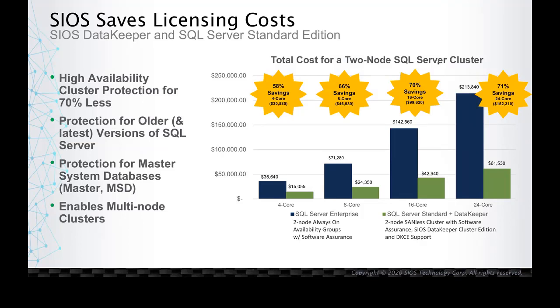And so if you look, even for small 4-core configurations, we're going to save you 58%. And you go all the way up to the largest that SQL Server Standard will support, which is 24-core. And if you have a large system like that, you're going to save 71%. In this particular case, $152,000. And that adds up.